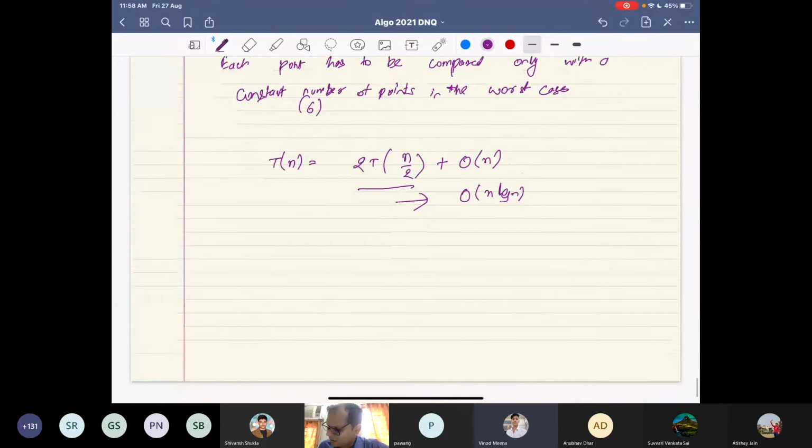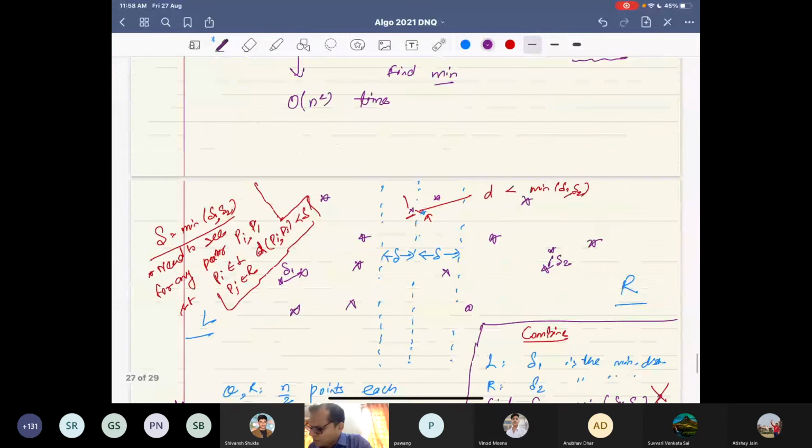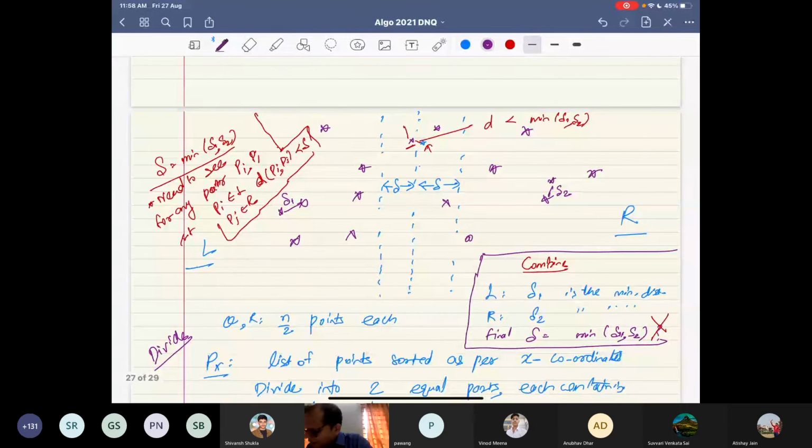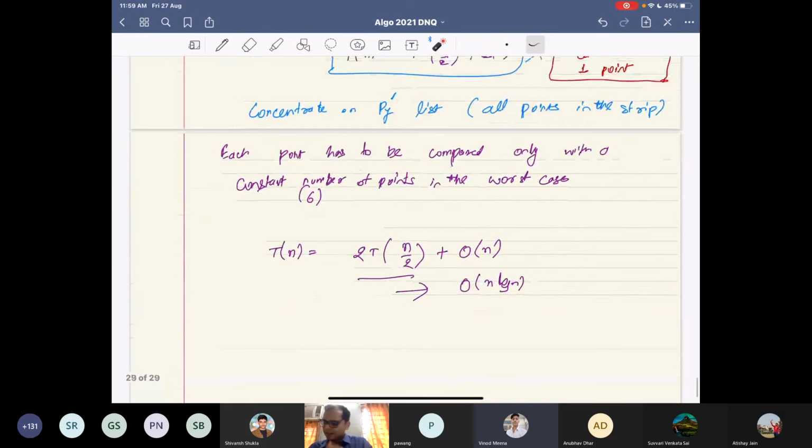Like you do in merge sort, you have a set of n points sorted as per x coordinates, and you divide it into 2 parts. Each of L and R has n by 2 points, and you recursively solve it. So this is 2T(n/2). Plus, you do extra work in this strip for comparing each point with the next 6 points at the most. So this is T(n) as 2T(n/2) plus order n. Okay? Exactly. Good. And this gives you order n log n.